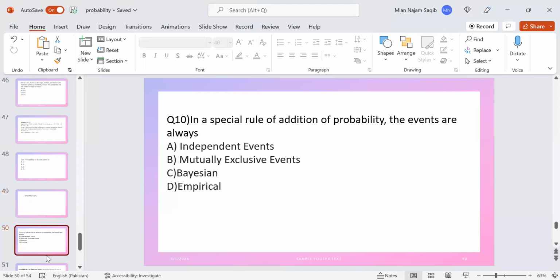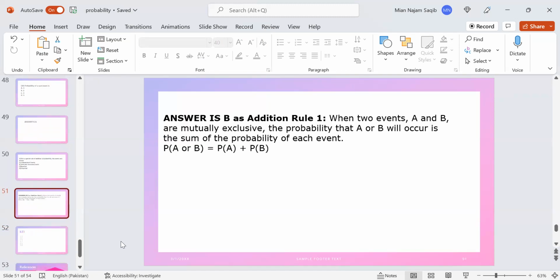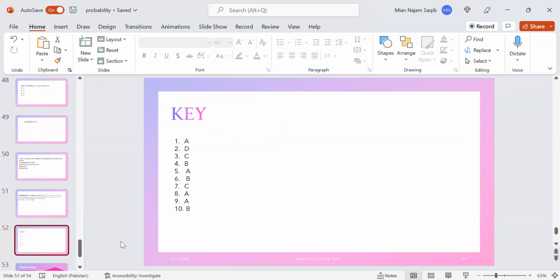And lastly, in a special rule of addition of probability, the events are always A, independent events, B, mutually exclusive events, C, Bayesian, and D, empirical events. B. Yes, the answer is basically 10B. You're right. This is the key.